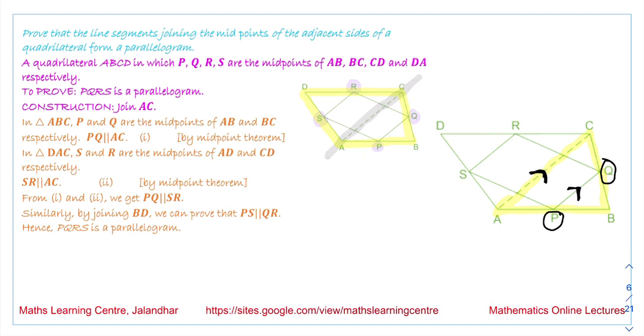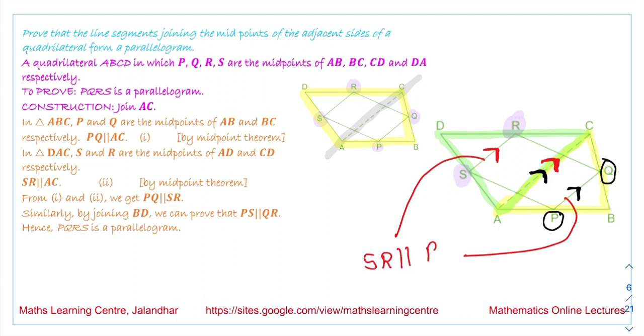Similarly, if we look at the triangle DCA, we have this point R and this point S. These 2 points are the midpoints of DC and DA. So in this triangle, these 2 are the midpoints, which means SR and AC are parallel. So combining the results, we get that SR and PQ are parallel to each other.